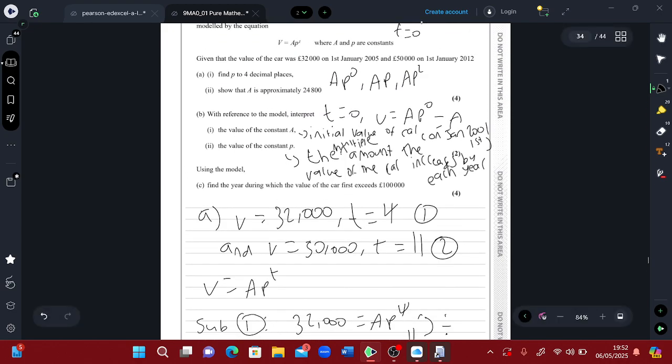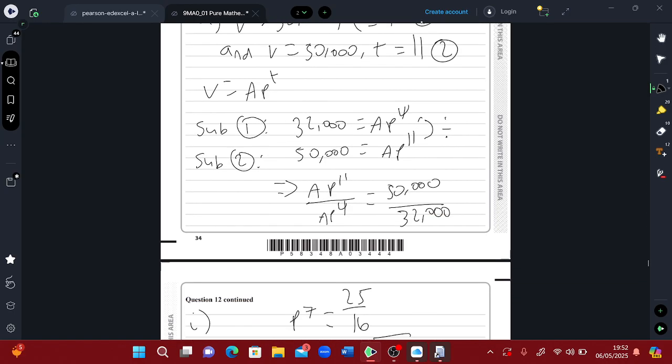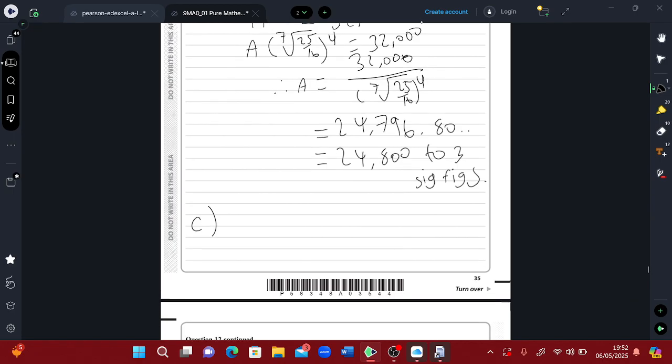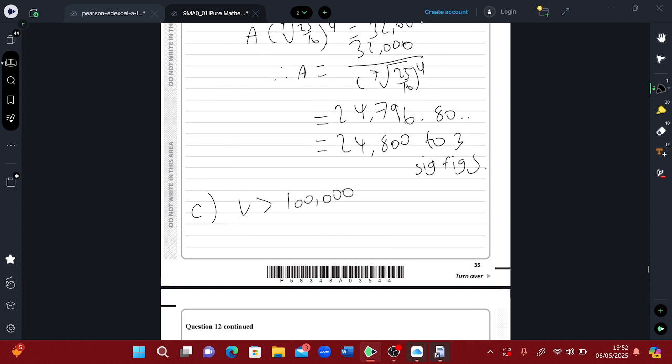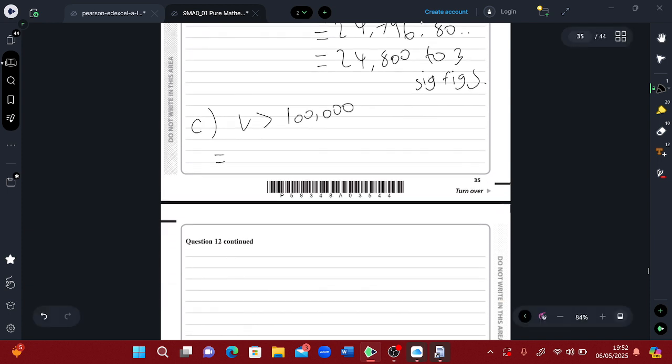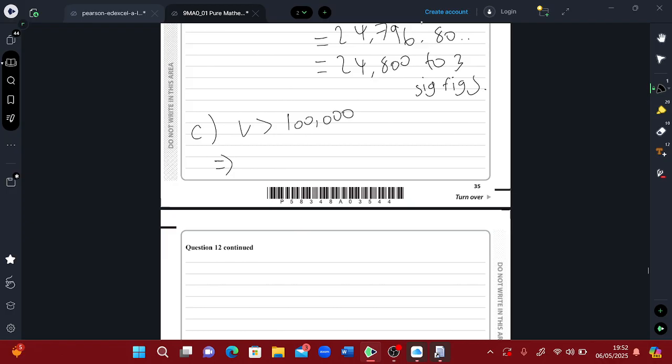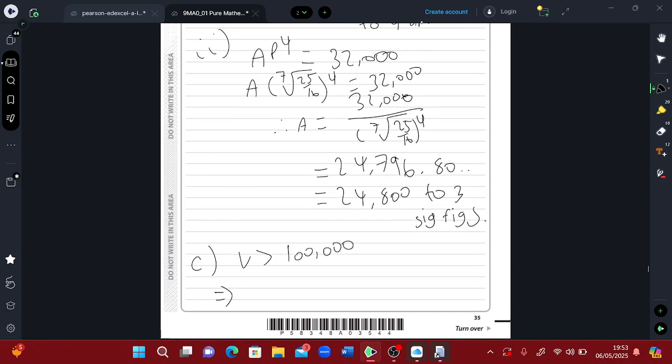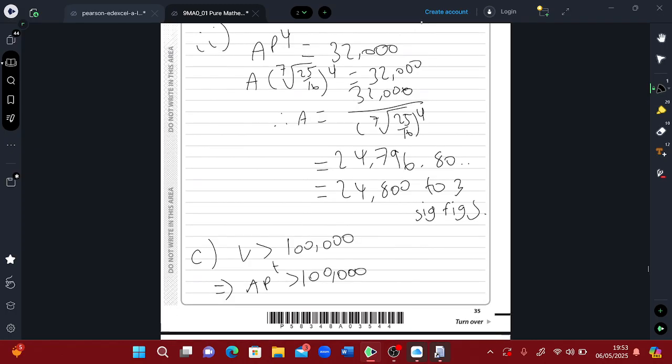Find the year in which the value of the car first exceeds 100,000. So that means V would have to be above, it has to be strictly above 100,000. Well then, just substitute an equation for V because we know what the formula is now. So we know that A P to the T has to be greater than 100,000. And it says to find the first year.